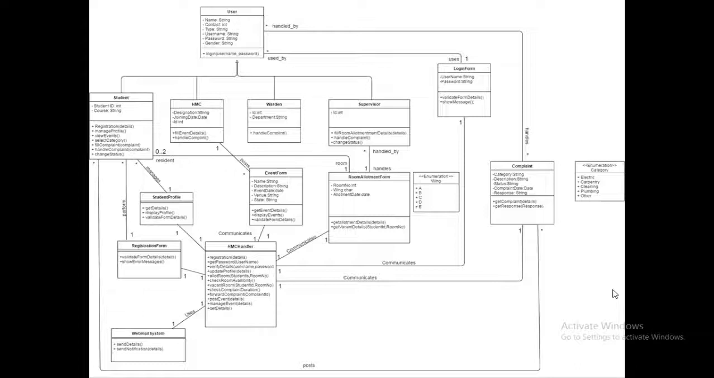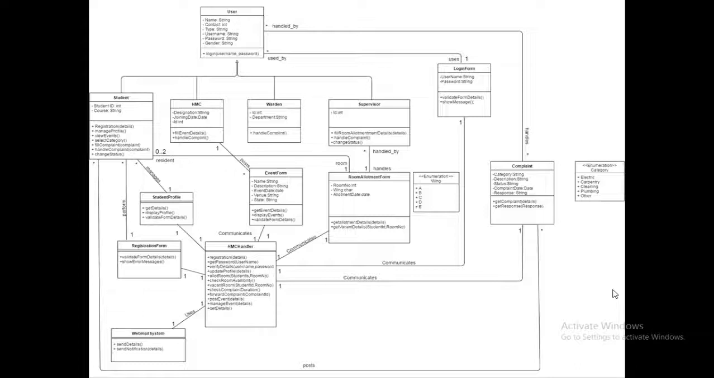HMC member can associate with event class. Event name, date, description, venue, all these are the attributes of the event class. Room allotment class consists of the allocation and vacant methods which are performed by the supervisor. Wing is the attribute of the room allotment class. Wing can be A, B, C, D and E only. For that we added one enumerator for wing. We added one more enumeration, that is for the category of the complaint.